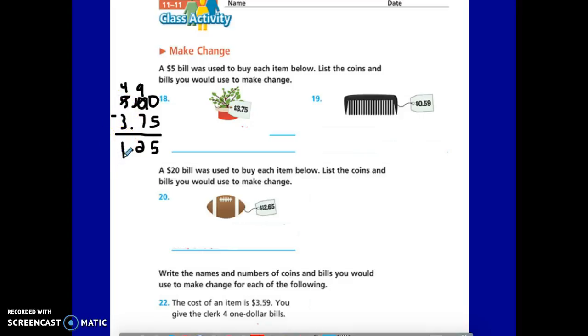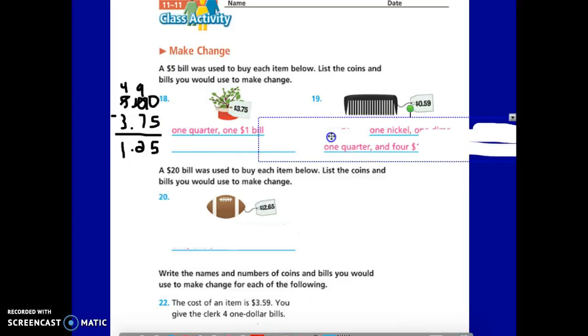So then they want to know what bills am I going to use. So again, I look at the biggest bill I can fill first, and that's a 1, right? So a $1 bill, and then 25 would be a quarter. So we would fill it with a $1 bill and a quarter.